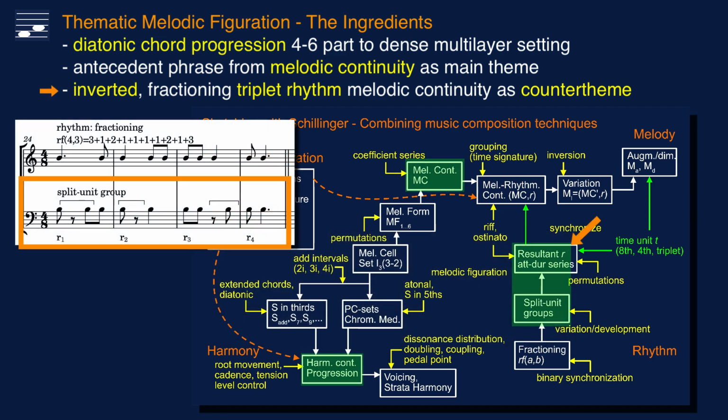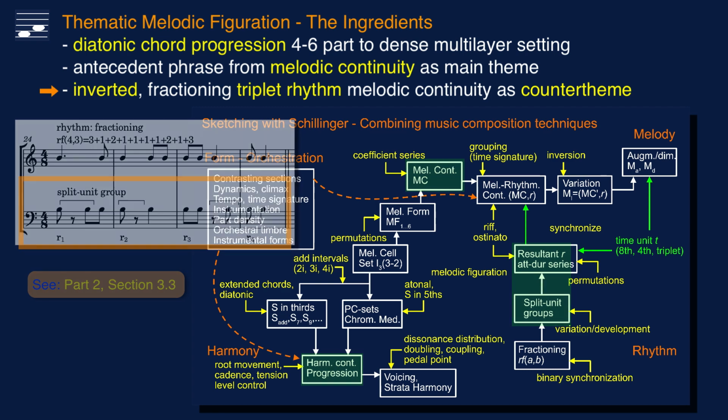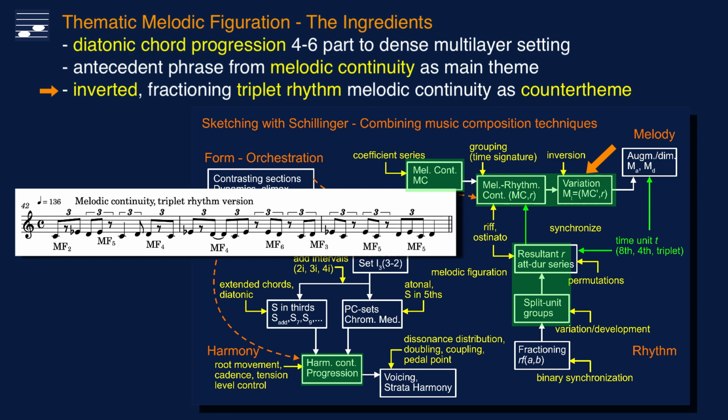The rhythm is based on the binary synchronization fractioning process with the 4-3 time unit interval generator combination, also from part 2. Using a different time unit we obtain this triplet variation, corresponding to rhythmical diminution. In the audio you'll hear the original melodic form, but it is the inversion form that will be used as a counter theme.